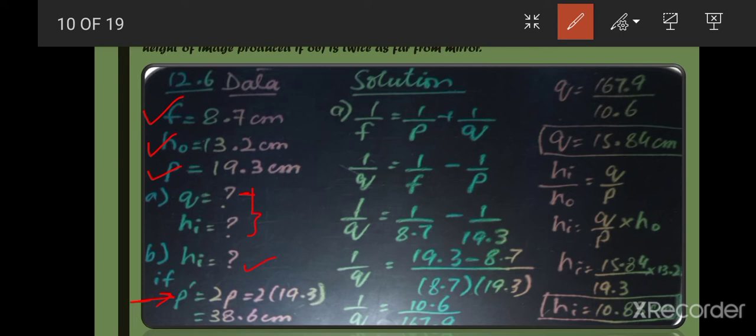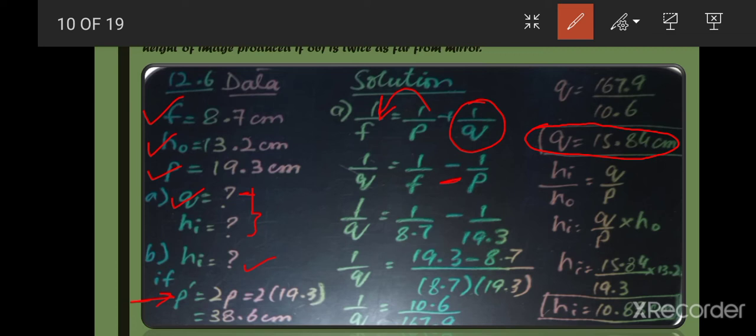Solution for the first case: 1 by f equals 1 by p plus 1 by q. You have to find q, so you have to separate 1 by q first. Taking 1 by p to the other side, it will be 1 by q equals 1 by f minus 1 by p. Putting the values and solving, you will get q as 15.84 centimeters. First requirement, this is done.